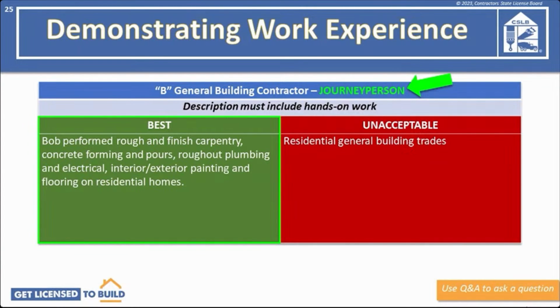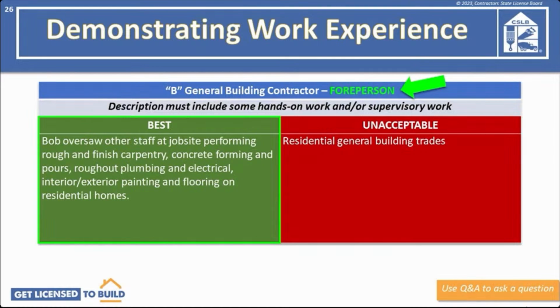Bob performed rough and finish carpentry, concrete forming and pours, rough out plumbing and electrical, interior, exterior painting, and flooring on residential homes. An unacceptable description would be something generic like residential general building trades. For journey-person experience, the description must include some hands-on work and/or supervisory work.